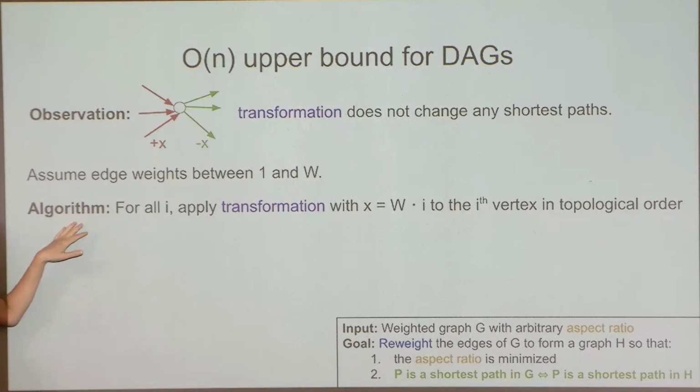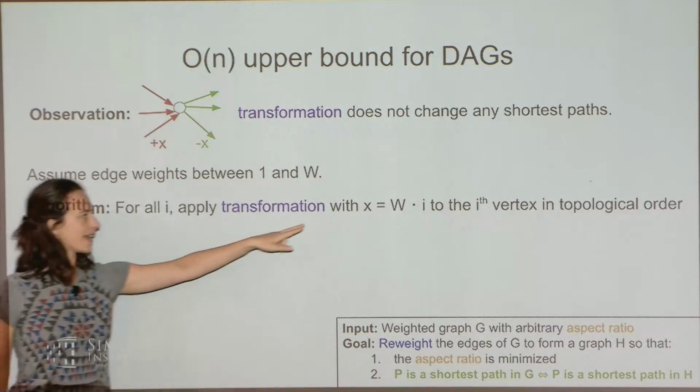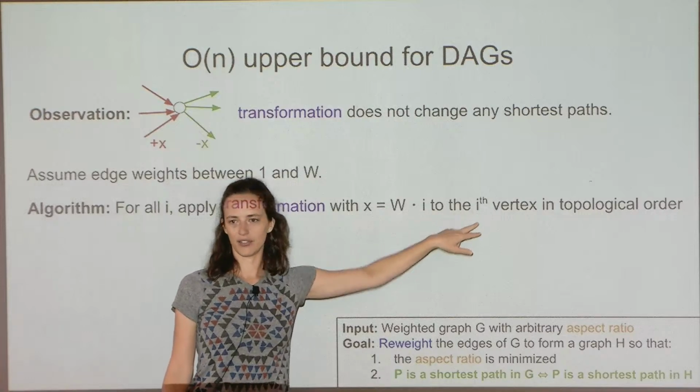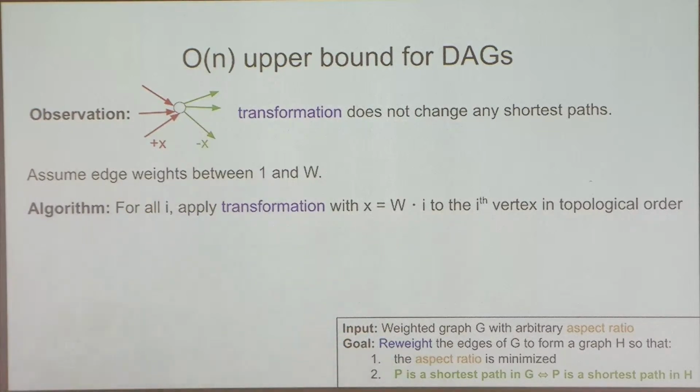What is our algorithm? First, we take the topological order. This is where we're using that it's a DAG. We take the topological order, and then we go through the order and apply this transformation with x equal to W times i for the ith vertex. So you take the first vertex, you apply the transformation with W. Second vertex, 2W, third vertex, 3W, fourth vertex, 4W, and so on. Make sense?